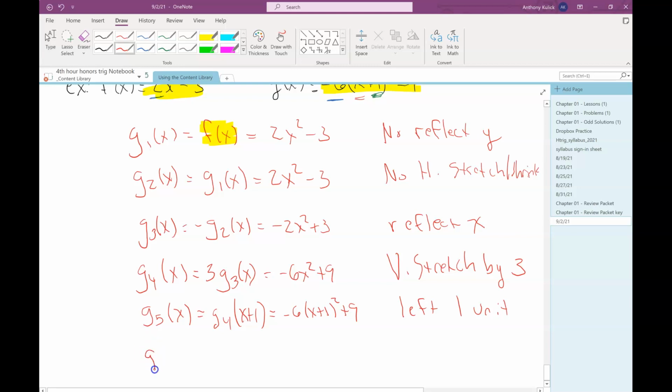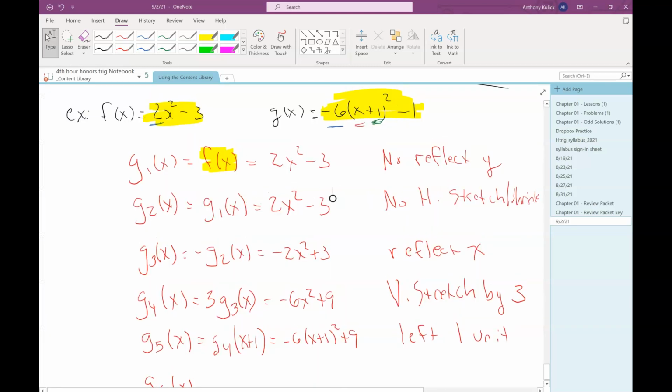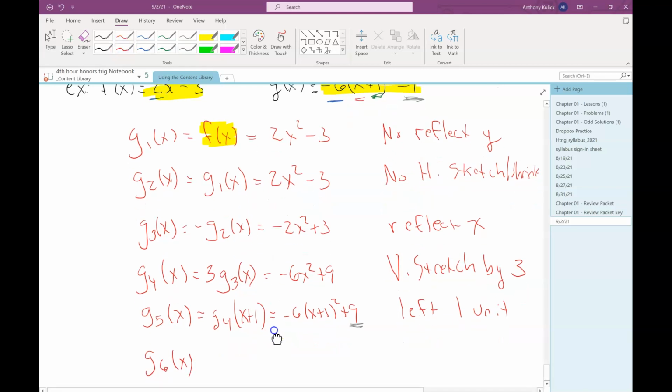And then my last step is the vertical shift. So there I'm comparing the constant at the end. So right now it's +9. It needs to get to -1. So the k was -10. So it shifted down 10 units.